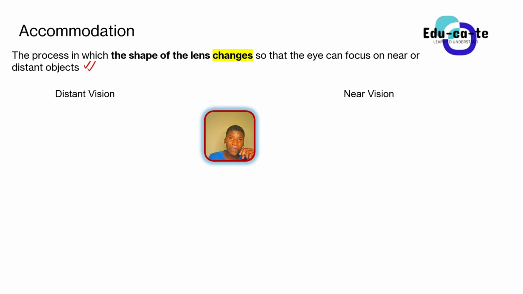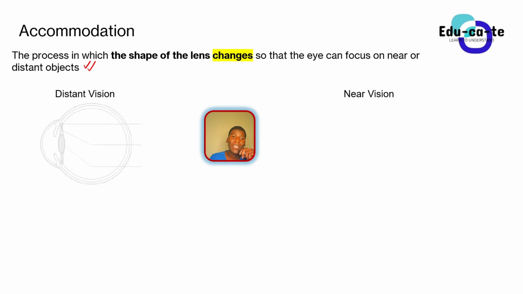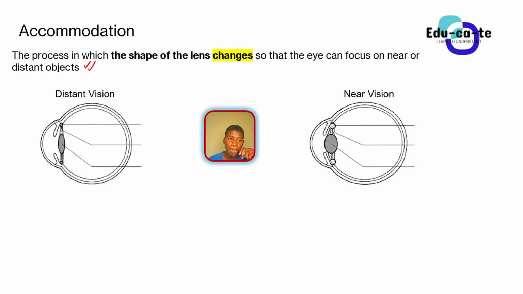So we'll look at distant vision as well as near vision and try to compare how the shape of the lens looks on both sides so that you can understand the process of accommodation. Now let's look at these two pictures. These two pictures describe the eye when looking at distant vision as well as when looking at near vision, respectively. When you are looking at something that is at a distance away from you, we are talking about something that is 6 meters and above.